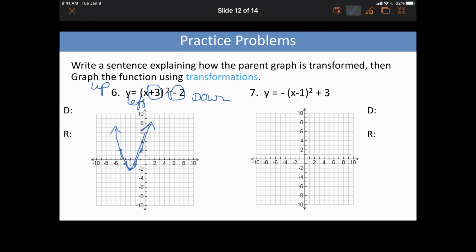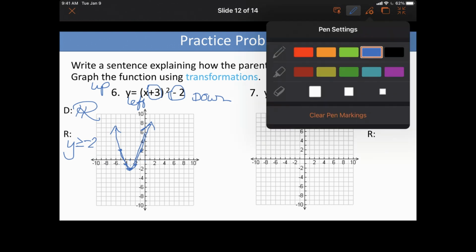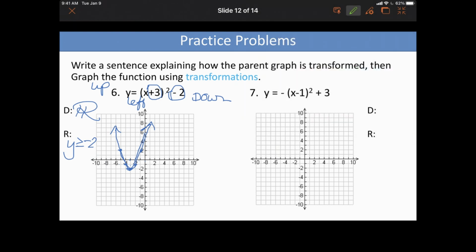Domain. All real numbers, and the range, what's the lowest part? Here, y is -2. So y is greater than or equal to -2. So it's going up. All right, so let's look at this one. All right, it's a minus.